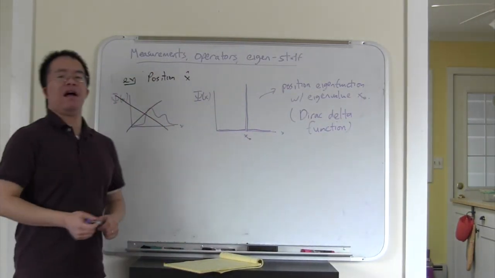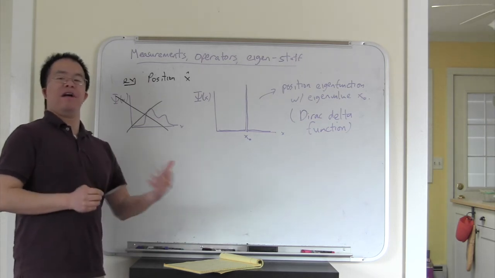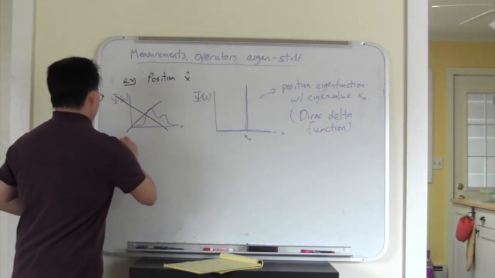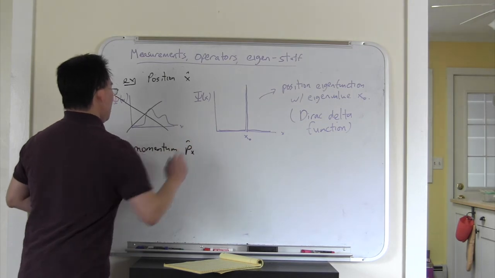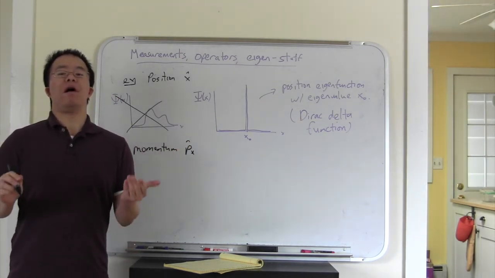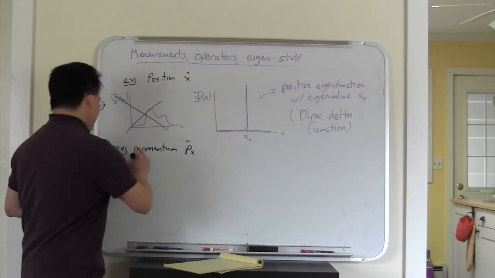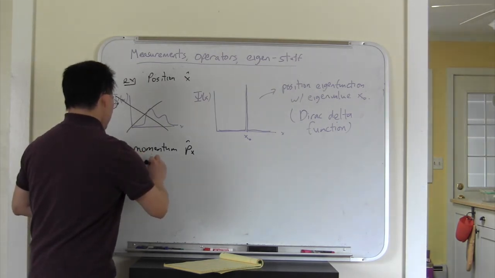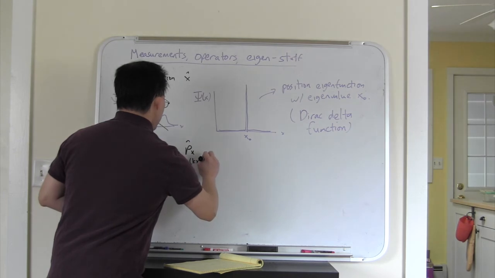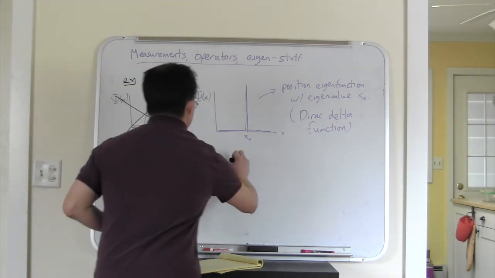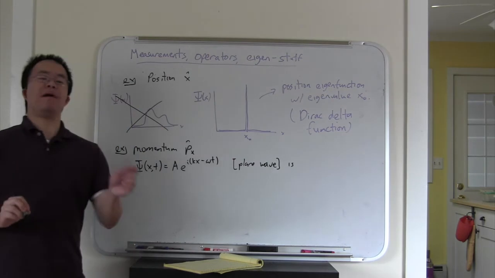So that's position. The other case that I want to mention, and the other case for which we can find an eigenfunction, is momentum. So if I have the momentum operator, it turns out that the eigenfunctions of momentum are none other than our plane wave functions we were talking about in chapter 2. So if I just stick a constant in front, our plane wave is a momentum eigenfunction.